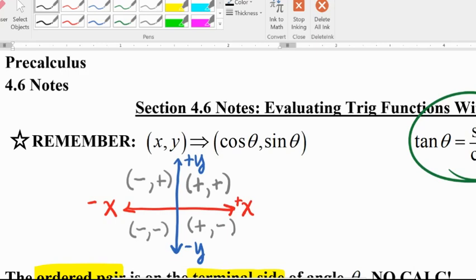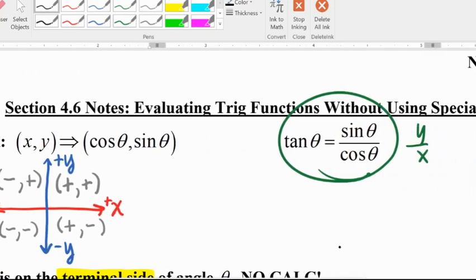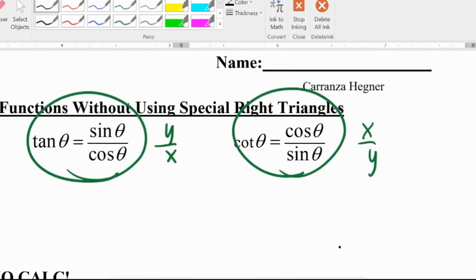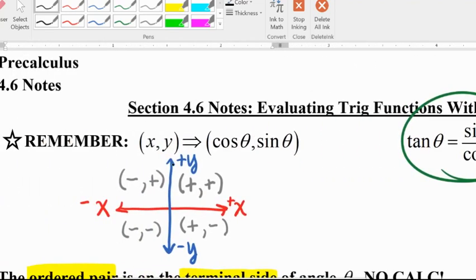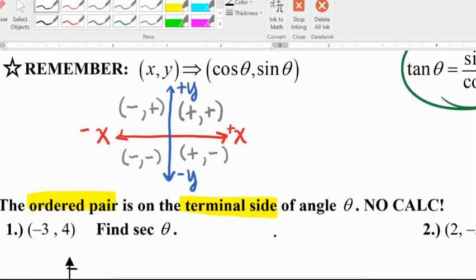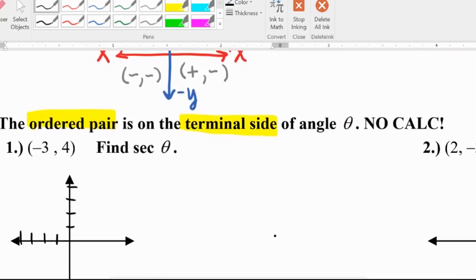So that's going to be useful information today, along with the fact that tangent of theta is sine over cosine, aka y over x, and cotangent is x over y, cosine over sine. So we've discussed all this stuff before, and the ordered pairs being positive in quadrant 1, negative positive in quadrant 2, all of that is common sense based on the axis and which way you travel. So we're going to see how that applies to our lesson today.